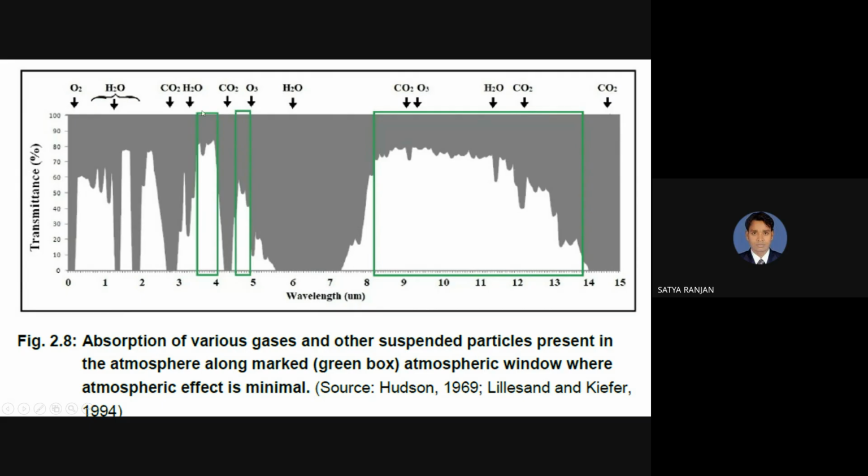This is one of the characteristics of different gases in the atmosphere. In different wavelengths, different gases behave in different ways. Some gas molecules absorb more in certain wavelengths, and carbon dioxide, for example, absorbs from 8 to 14 micrometer, and this is the situation. So this is called the atmospheric windows.